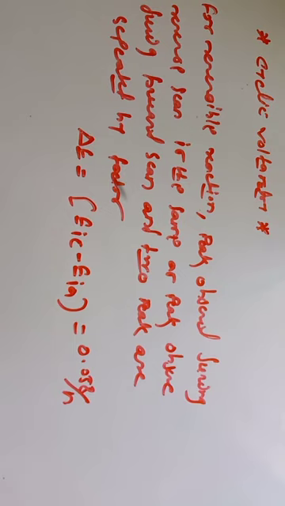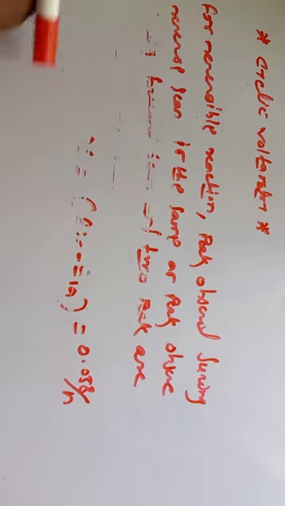In the next lecture, we will discuss the cyclic voltammogram for the potassium ferrocyanide-ferricyanide couple, and how this voltammogram is obtained.